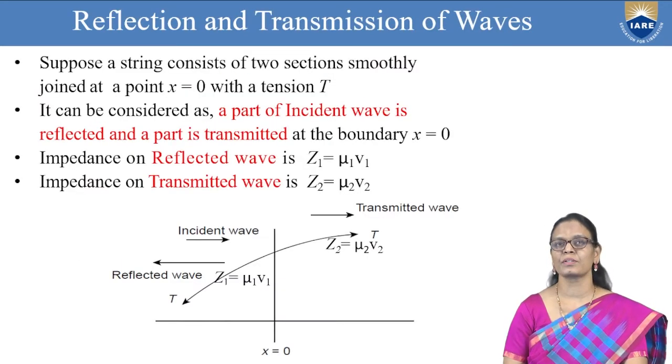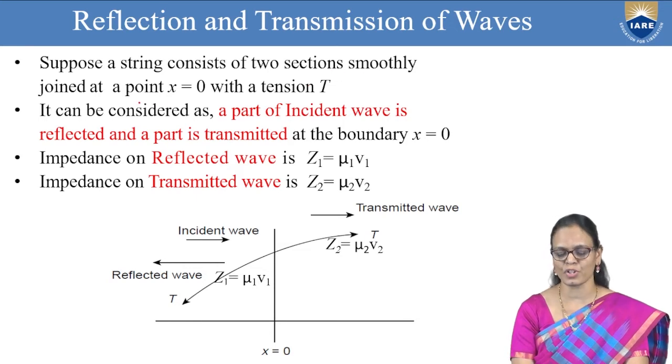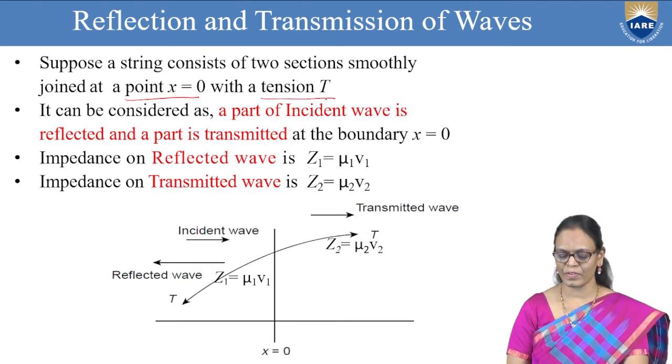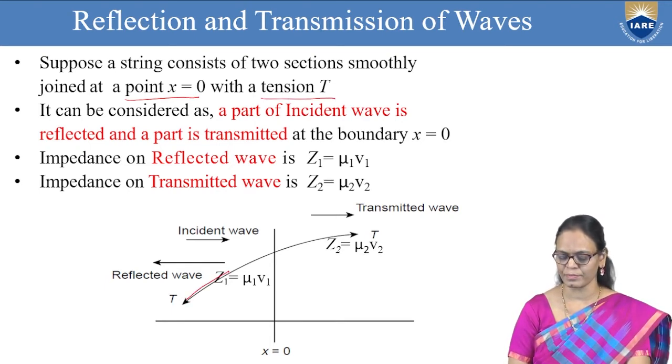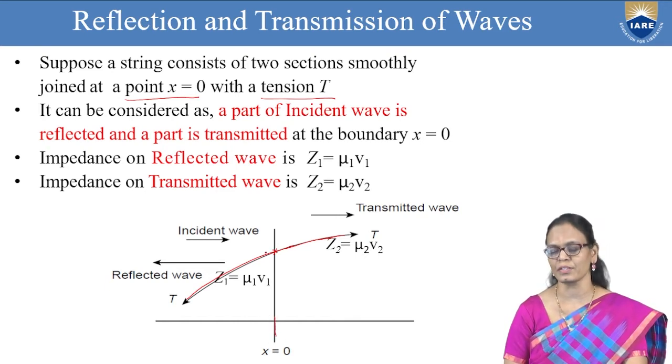Now, let us start with a string. We suppose a string which consists of two sections, smoothly joined at the point x equal to 0 with a tension T. So we will consider this is the string. Two sections we consider and they are joined here at the point. I can say this is the point of joint with a tension T.